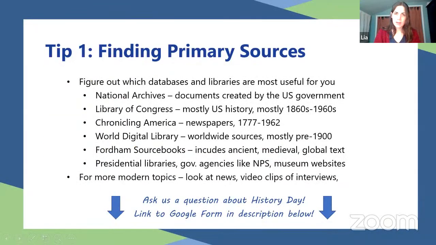So all of these are great if you have a sort of older topic. If you have a more modern topic, you might find yourself looking at newspapers, but again, those more recent newspaper archives, not Chronicling America. Or you might be able to find video clips of interviews if your topic is recent enough. So those are good places to start if you're looking after the 1960s and you're not going to find much in the Library of Congress or Chronicling America.